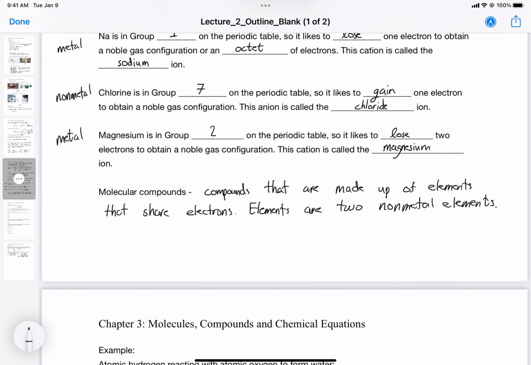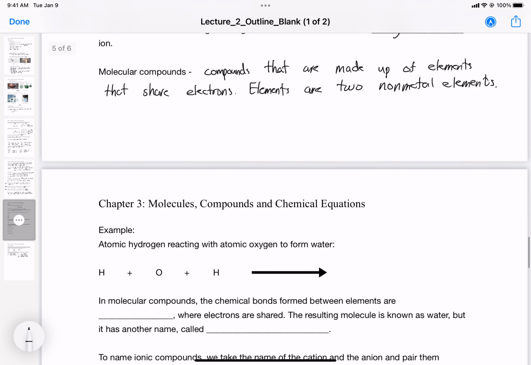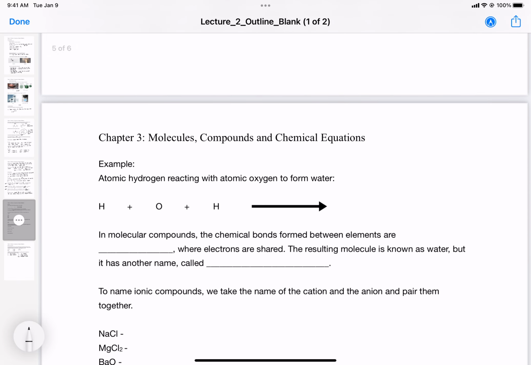So in ionic, you have a metal and a nonmetal. In molecular compounds, you have two nonmetal elements. Okay, so they don't form ions. So one good example of this is water. So water is made from hydrogen and oxygen atoms.